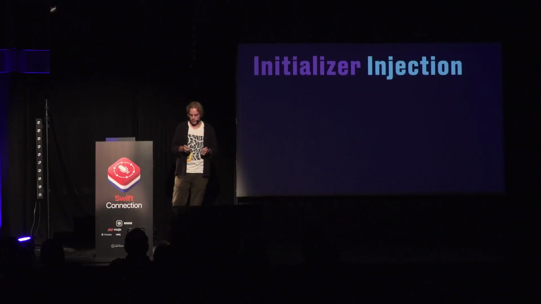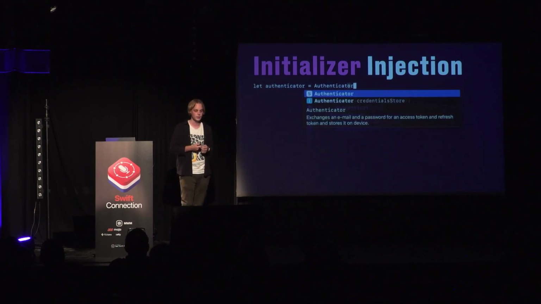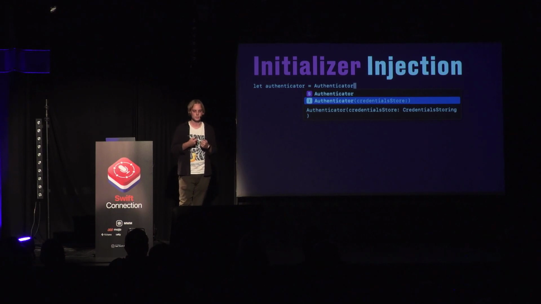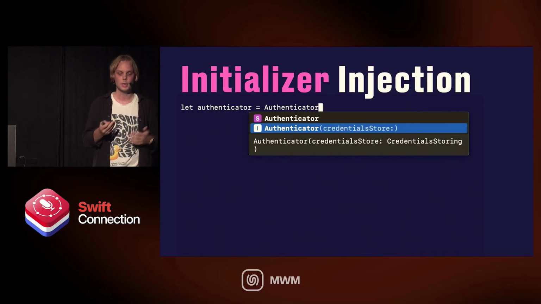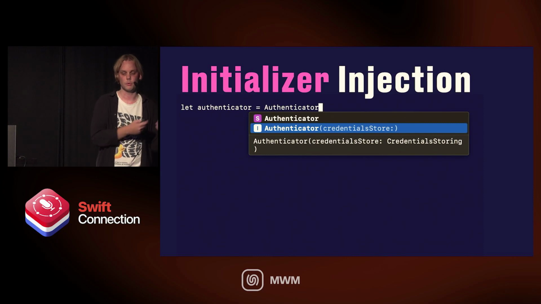And also with initializer injection, discoverability is quite good. So when we type a line like this in Xcode, it will tell us the dependencies that our authenticator has. So here it's quite clear to see that in order to create an authenticator, we need to provide a credential store, something conforming to the credential storing protocol.